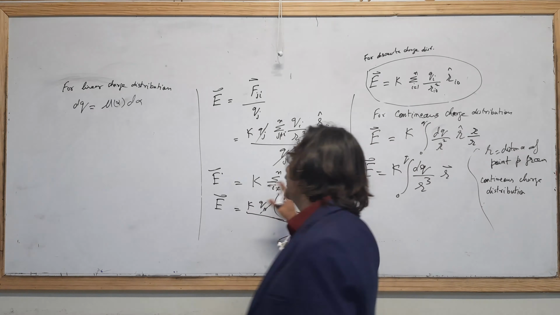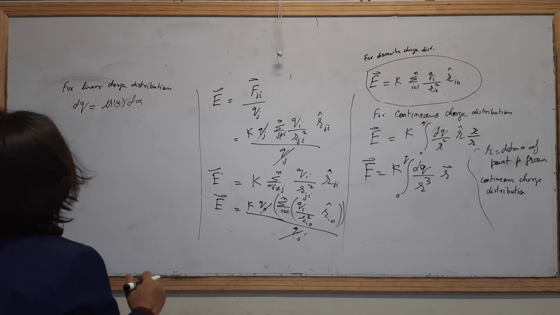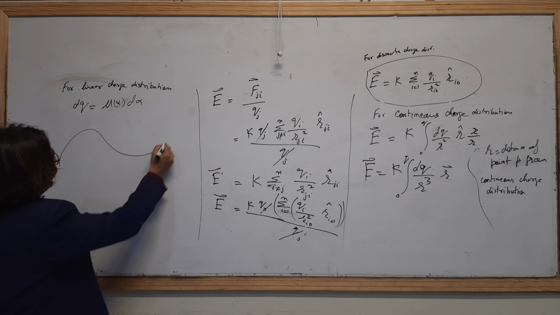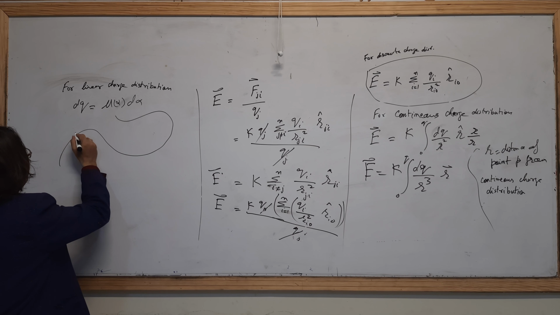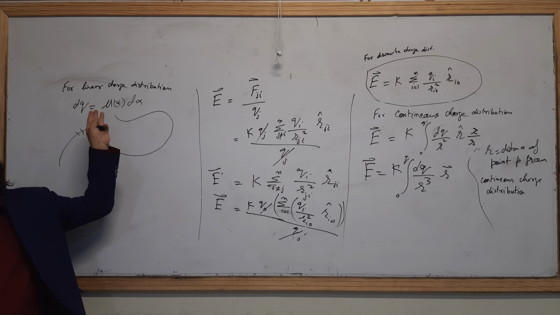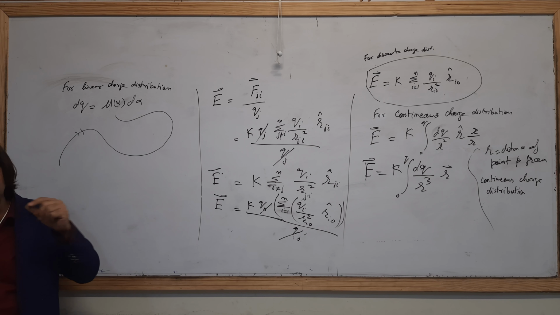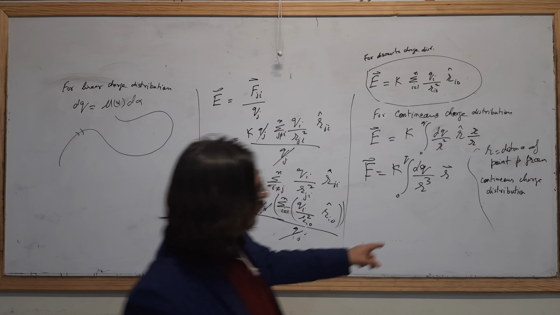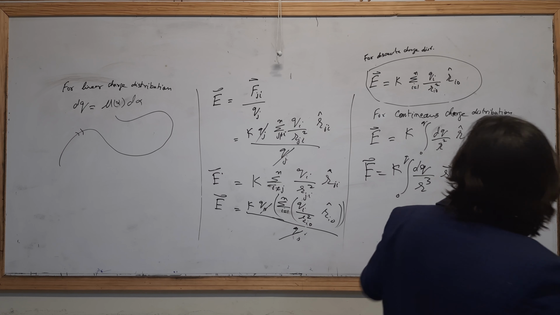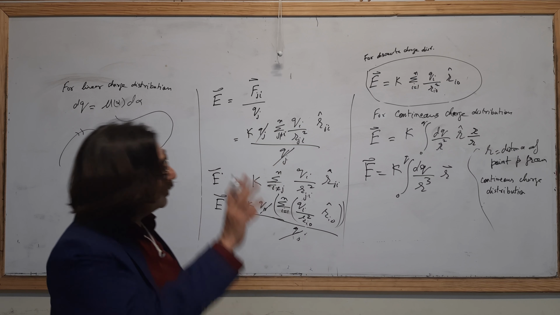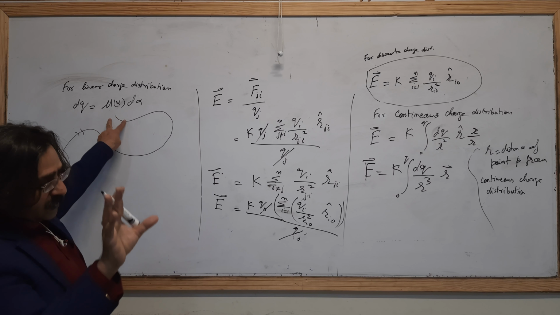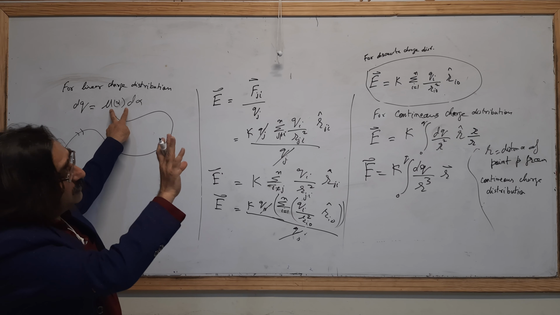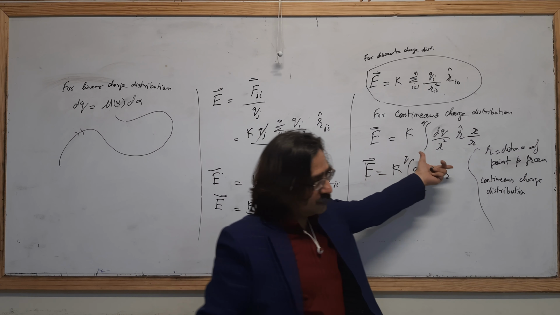So this will be linear charge distribution, meaning if charge is distributed linearly along the line, along the wire. This is for linear charges, not for surface. That is the continuous charge. This expression is for continuous.